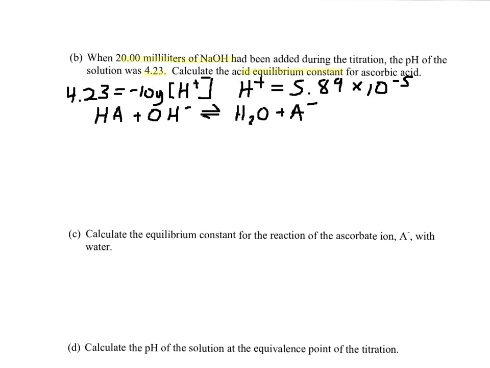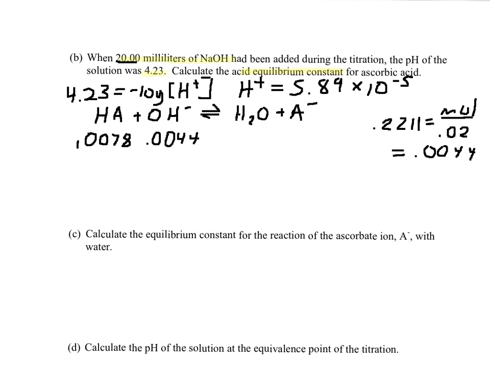We can use the pH to calculate the hydrogen concentration, so I'm going to go ahead and do that. And we can also use our equation for the addition of the hydroxide ion to the acid to figure out how much of all of this we have left over. So I'm going to go ahead and start plugging stuff in. Now we already saw there's 0.0078 moles of HA. Now we're only adding 20 milliliters of the NaOH, so we need to recalculate the moles of NaOH that we're adding to this. So we're adding about 0.0044 moles of the OH.